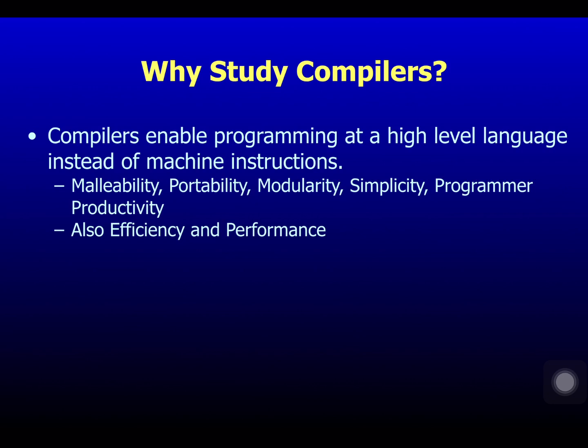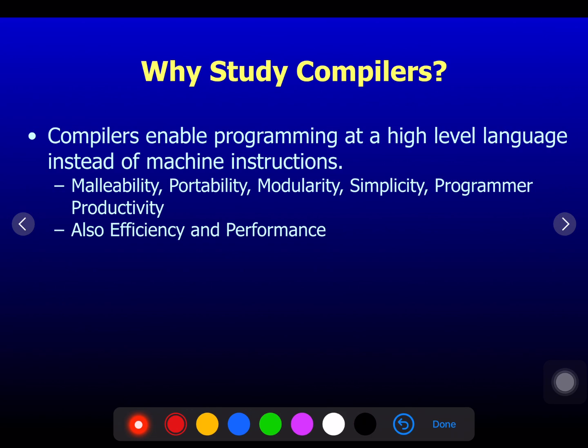A compiler is a program. It enables programming at a high-level language instead of machine instructions. In addition to this, malleability is required. The program should be portable, and it should have modularity, simplicity and programmer productivity. In addition to this, a compiler also provides more efficient, performance-oriented code. A compiler is always looking for fast performance.